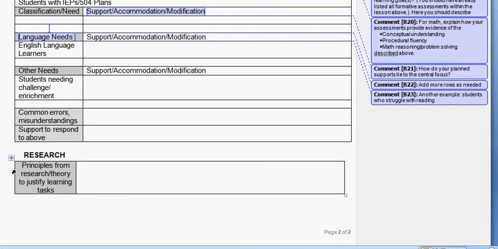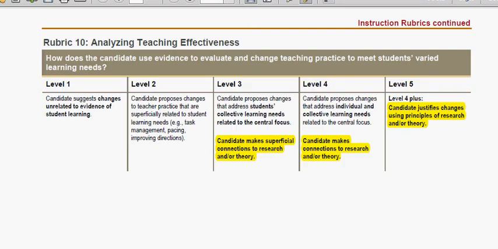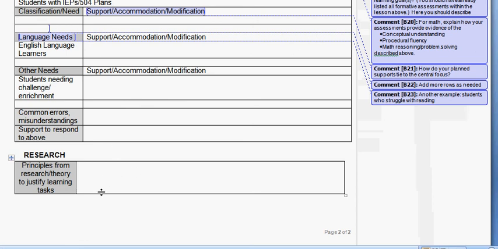And finally, as part of the template, we have a place where you can connect to research from theory, right? This is again something that shows up in the EdTPA. In Instruction Task 2, there's an analyzing teaching effectiveness section. So you need to demonstrate that you've made at least superficial connections to research and/or theory. If you make not just superficial but real connections, then you can score a little higher. That's why this is built into the lesson plan template, so that you have a place to be thinking about it. Again, as you're creating the lesson plans, be thinking about some of the principles, and you'll learn about some of these theories in your methods courses.